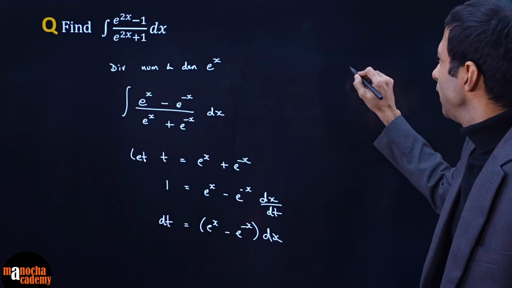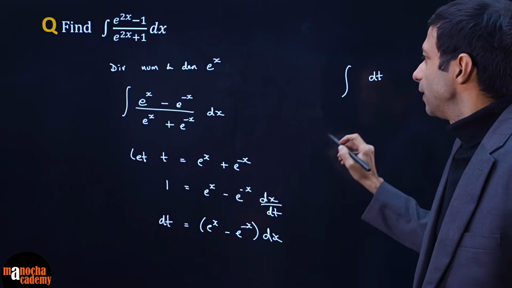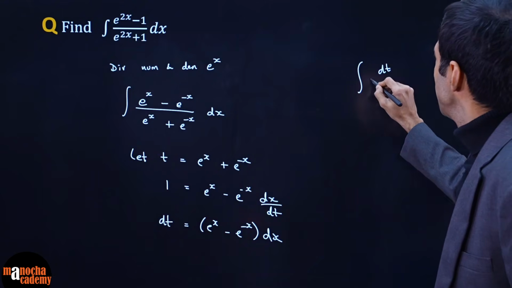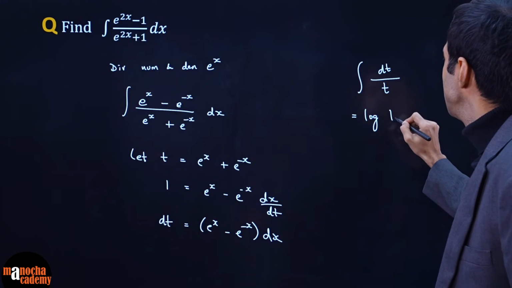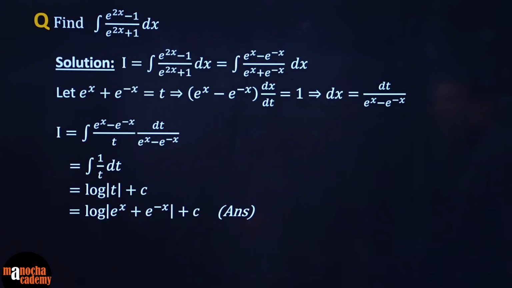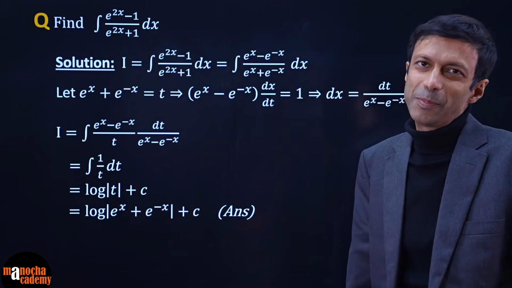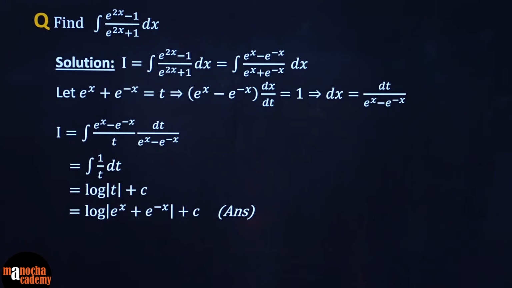So there you can see you will get dt on top, and you are left with simply the t below, integration dt by t, which is nothing but log t plus c, and then you can substitute t and you are done. So very nice question, where we'll get log of e to the power x plus e to the power minus x. Got it? Take a look. So this is a really, really nice question based on a simplification trick.